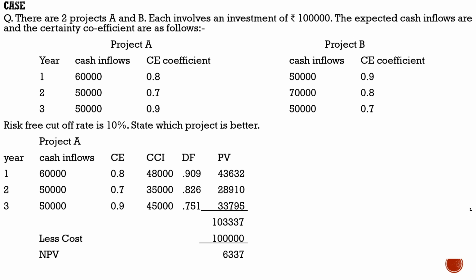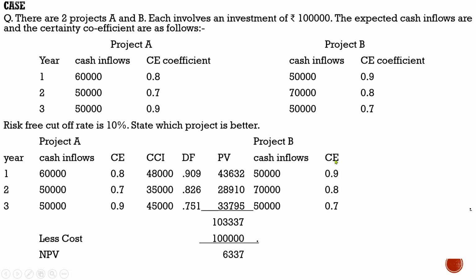So let us deal with that. Here project B cash inflows are given as 50,000, 70,000 and 50,000. Certainty equivalent factor is also given: 0.9, 0.8, 0.7. Next we need to find certain cash inflows. Just multiply 50,000 into 0.9, you will get 45,000; 70,000 into 0.8, 56,000; 50,000 into 0.7, you will get 35,000.